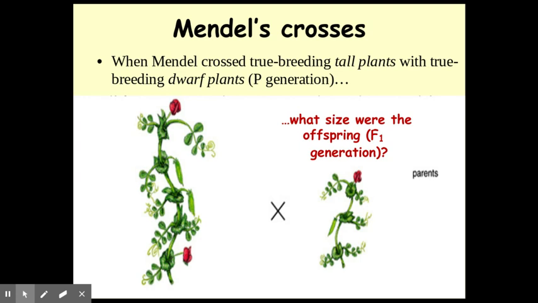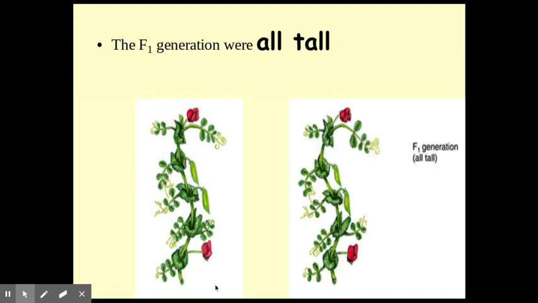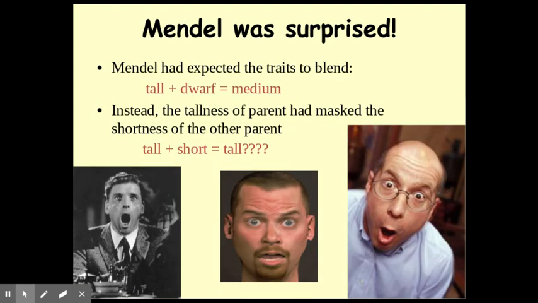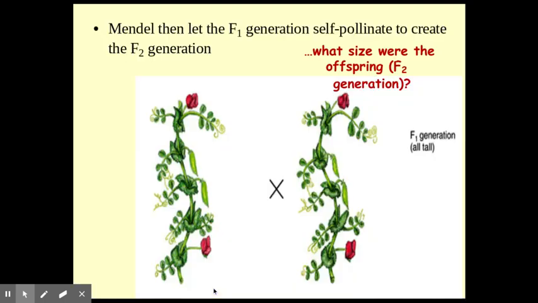So when Mendel crossed the true breeding tall plants with the true breeding dwarf plants, he basically thought, let's see what happens. And all the plants were tall. There were no short plants. So that was sort of interesting. There wasn't a combination of the two traits where you would get a medium plant. It was just all tall plants. So Mendel was surprised, and he had expected the traits to blend. So he expected a lot of medium traits. But instead, the tall parents had made the short parents disappear as far as traits were concerned. So they sort of masked them.